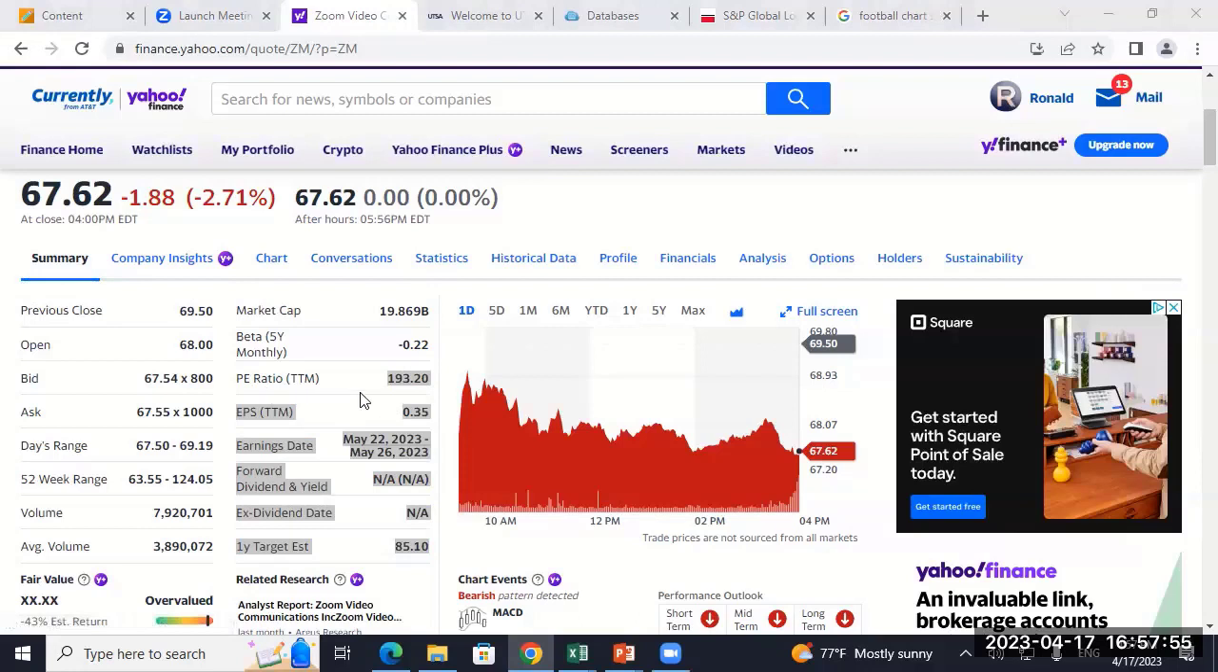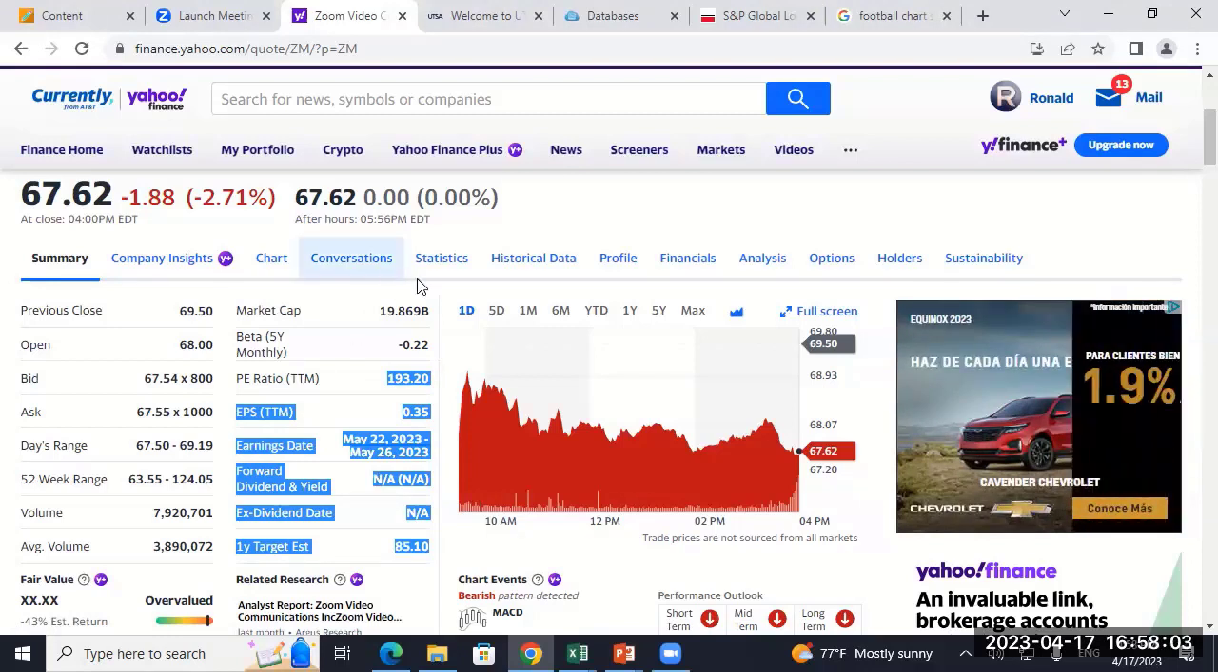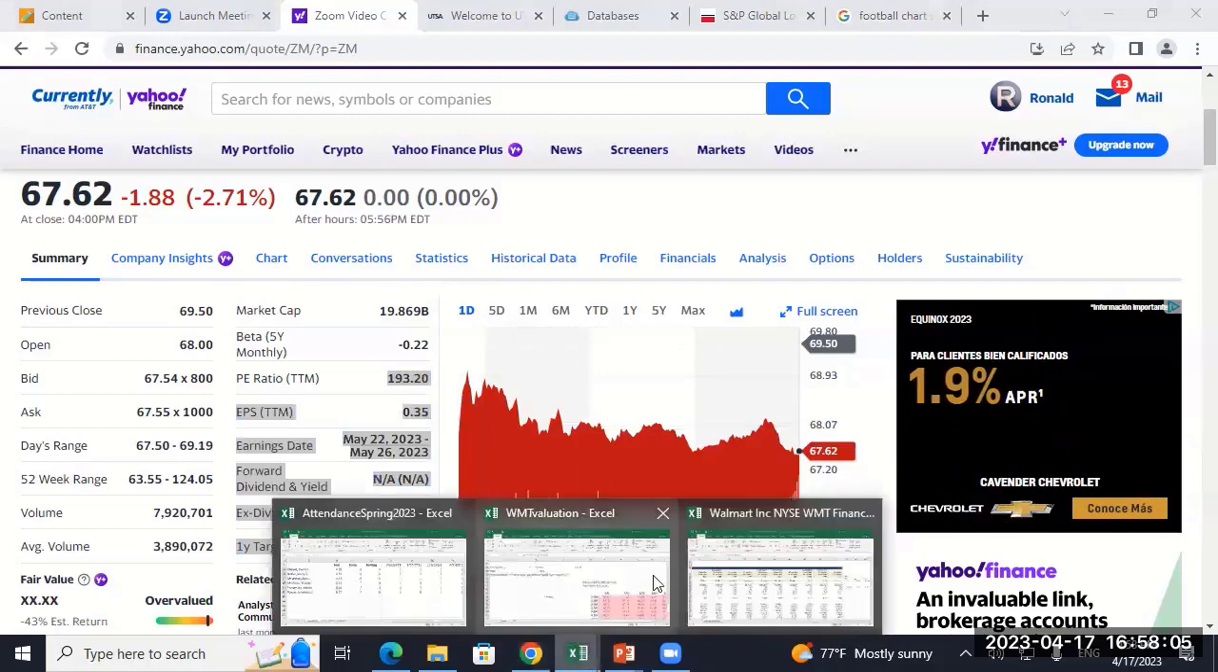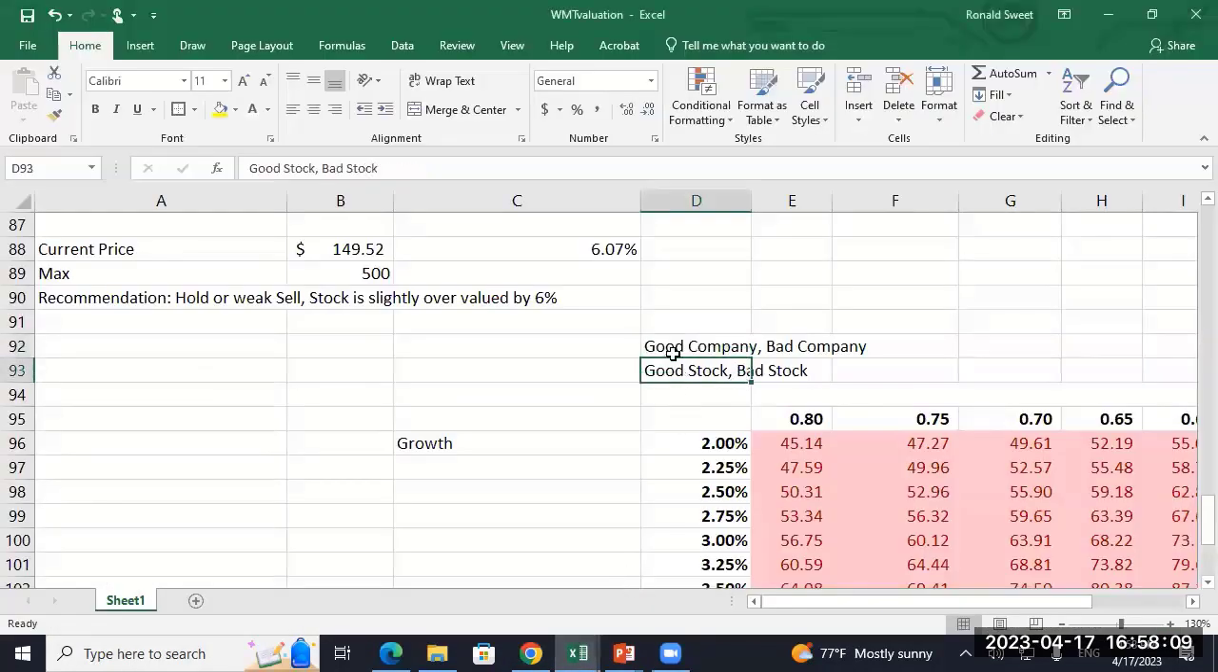But the market's essentially saying, I mean, this is a great company. It's going to do great. It's priced almost for perfection. Yeah, so maybe a good company. I don't know if it's a good company or not, but it could be a bad stock.